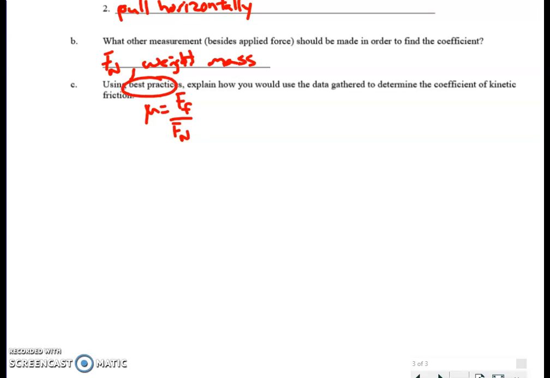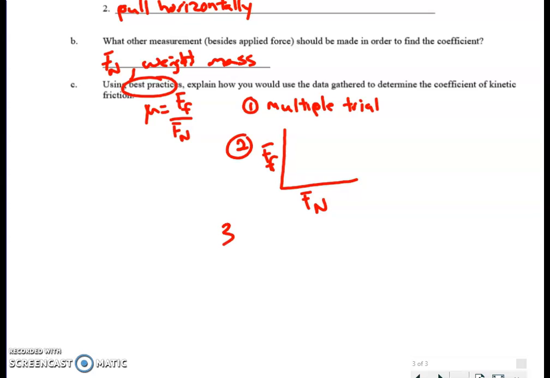This is a lab. So first of all, you should have multiple trials, okay, of different normal forces and the corresponding frictions. Second thing you should do is you should graph the force of friction versus this. And then the third thing, mu is the slope. Okay, you did a lab like that. That's how you use best experimental practice. You don't base it on one measurement. Okay, so if you have any questions, make sure you ask me.